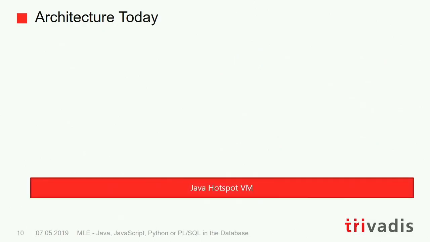So how does the architecture look today? We have the basis, the Java HotSpot compiler. That's all the stuff which interacts with the OS specific. So Java is basically independent of the OS, so I don't want to care about it. So that's what the distributions care about.